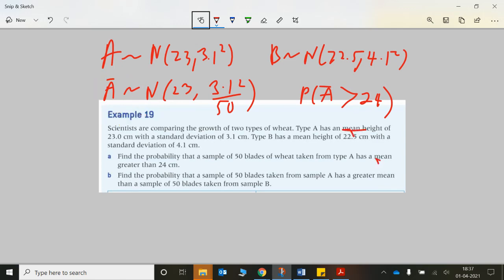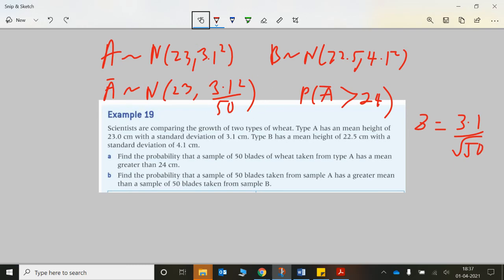So they're sort of using mean in two different senses here. There's both mu and X bar. This is the population mean in the first case, and the sample mean in the second. Okay, so again, this is straightforward now using your calculator. Just remember to use sigma equal to 3.1 over the square root of 50, or in other words, this thing square rooted.